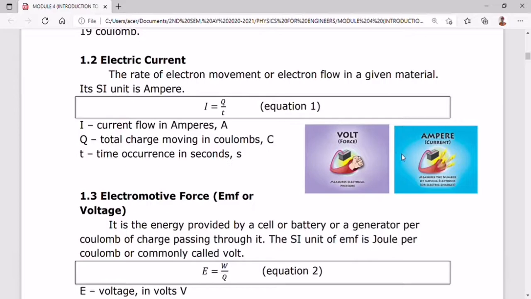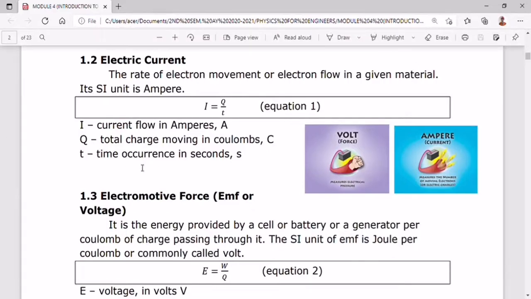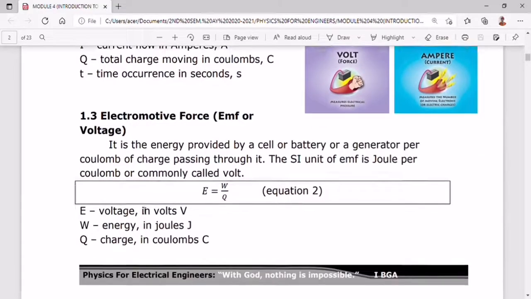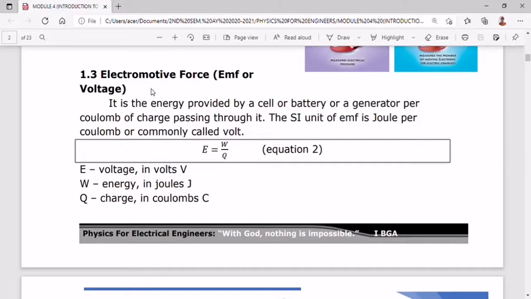Now let's discuss the electromotive force, or the EMF, or the voltage. The voltage is the energy produced by a cell, battery, or generator per coulomb of charge passing through it. That is, the unit of EMF is joule per coulomb, or commonly called volt.